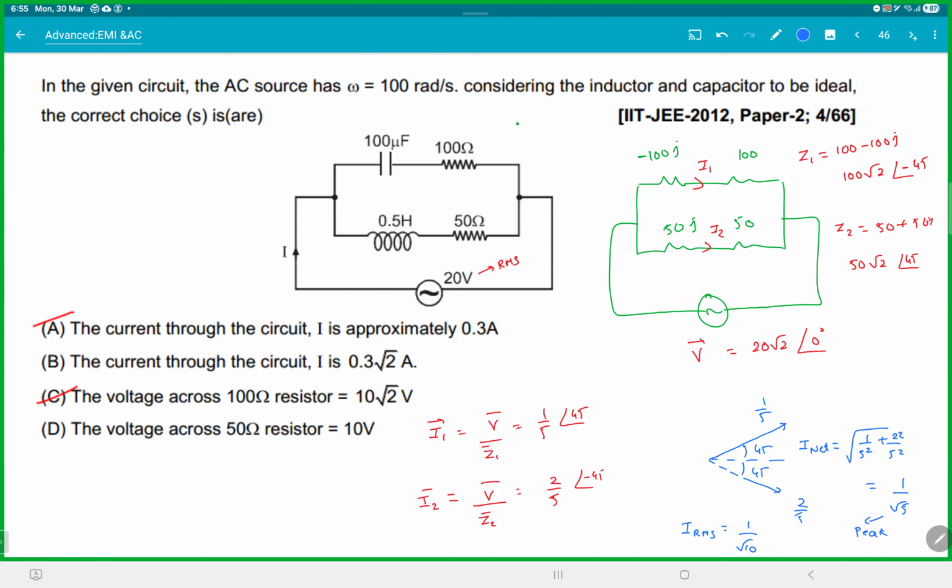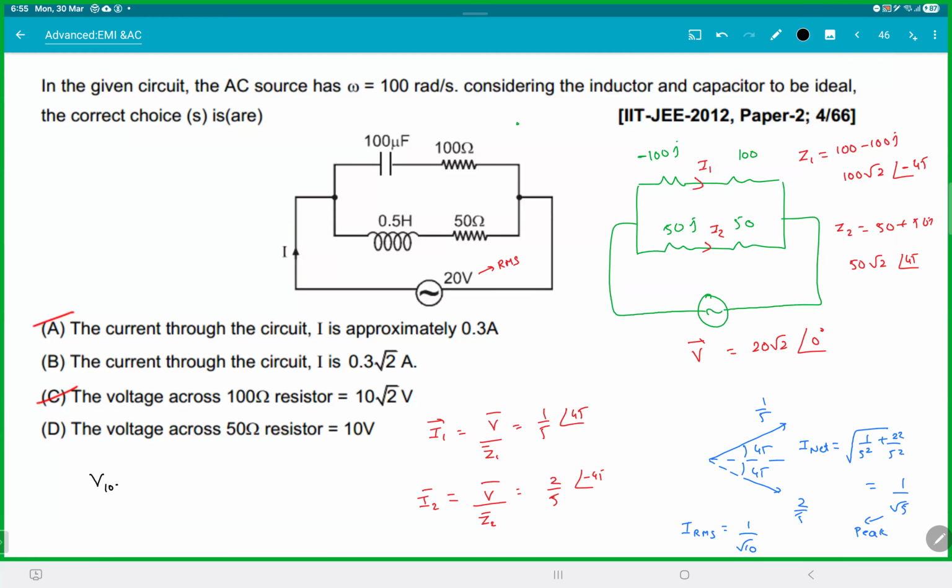So that's the reason the first option is approximately said. Right? So 1 by 9 would have been 0.33. 1 by root 10 will be close to 0.3. What else do you need? The current through I. So the second option is gone anyway. The voltage across the 100 ohm resistor. So what is the voltage across the 100 ohm resistor?